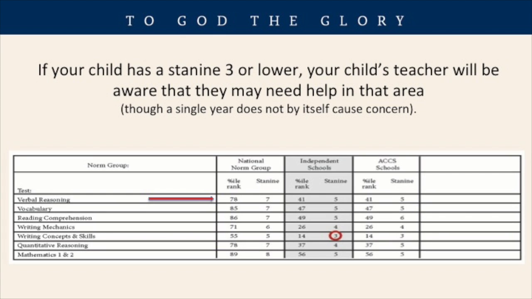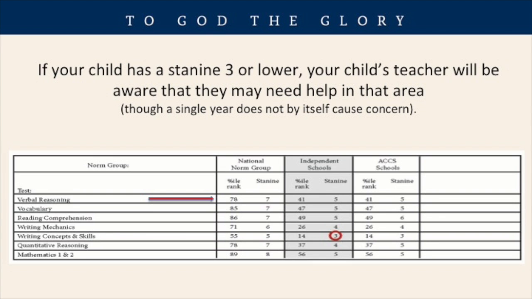If you look at their independent school row, for verbal reasoning, they outscored 41% of independent school students in their age group, which puts them in a stanine of 5, and also a 41 percentile rank. If your child has a stanine of 3 or lower, then it's worth paying attention to, and your child's teacher will be aware that they might need help in that area. Again, a single year doesn't always tell us anything, but we will find out by watching trends.